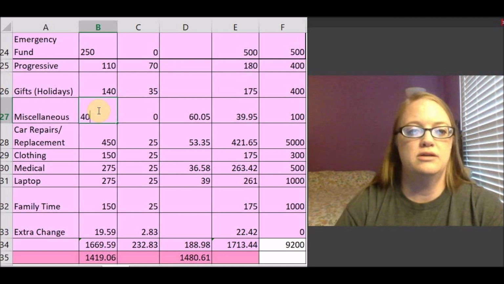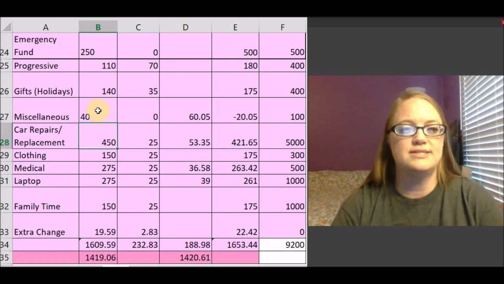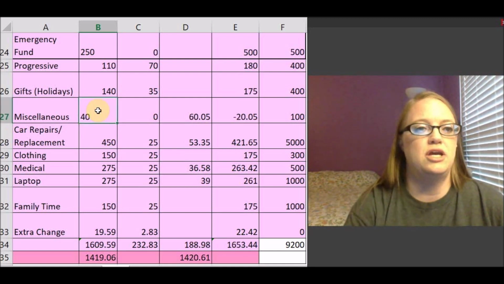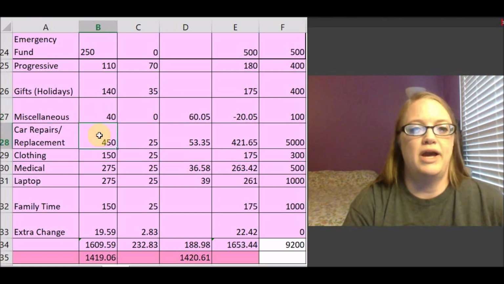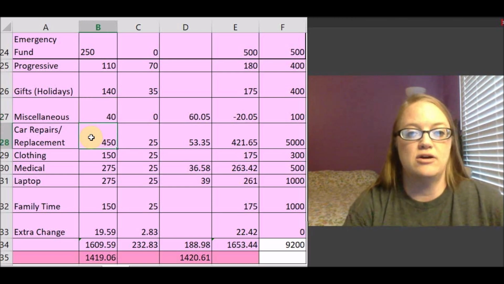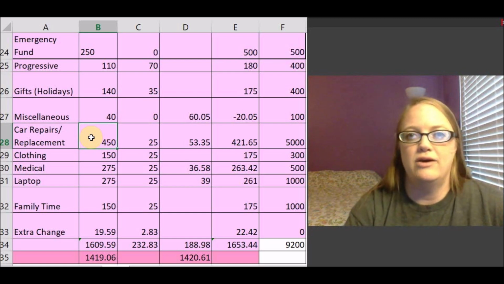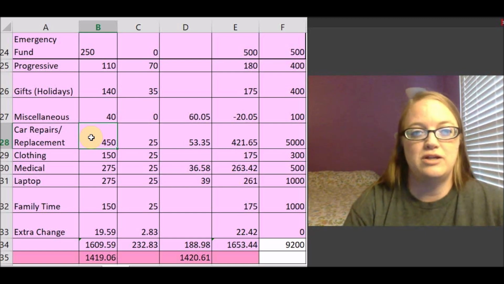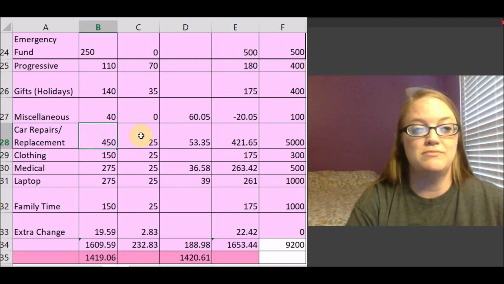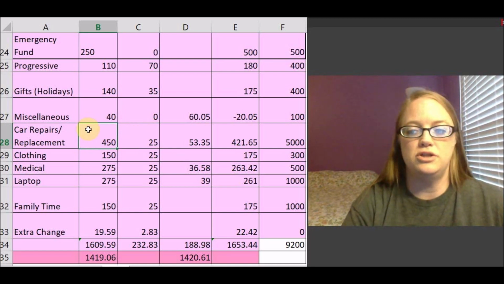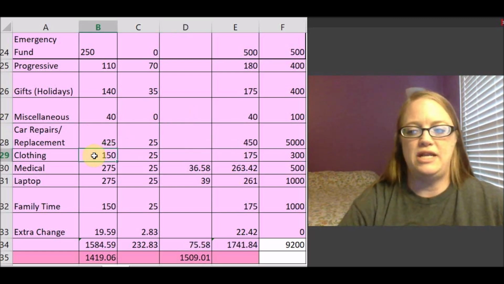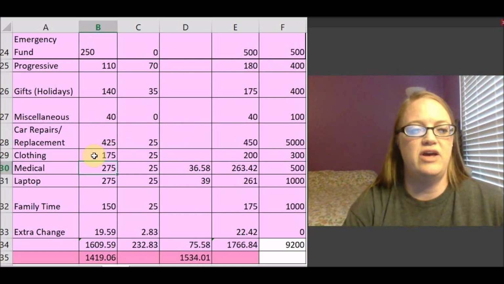I'm going to round up $40 in miscellaneous, and that is actually no longer full. My car repairs and replacement has gone down quite a bit, but I like things to be round numbers, and 25 is a round number, especially because I'm putting $25 a month in there. So I'm actually going to lower this to $425. Clothing, I didn't spend anything, so that's $175.